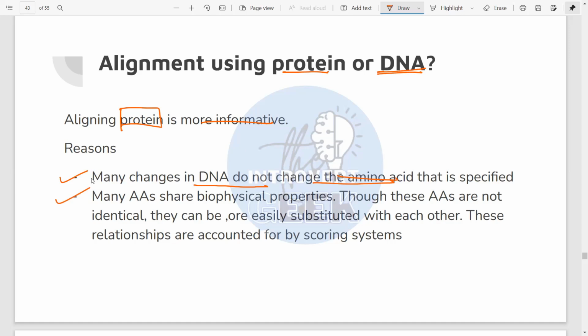Also, many amino acids share very similar physiochemical properties. So these amino acids, although the code might change from the DNA, may be substituted by a similar amino acid, and this may not be taken into account over here. So therefore, for protein, you get a better alignment score and a better idea.